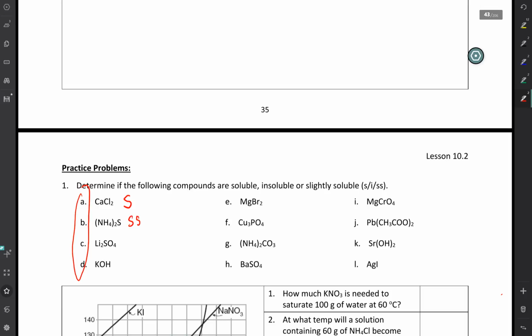Using the table, hopefully you're able to figure out that lithium sulfate is soluble. Sulfates are always soluble, group 1 ions are always soluble. Chances are this is a highly water-soluble compound.